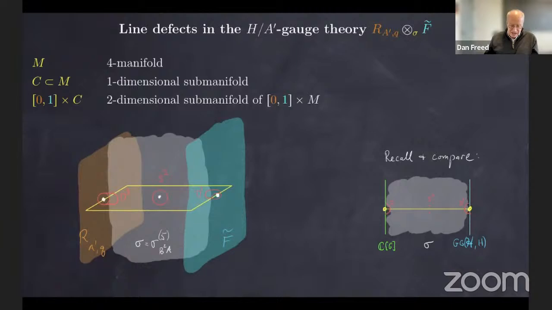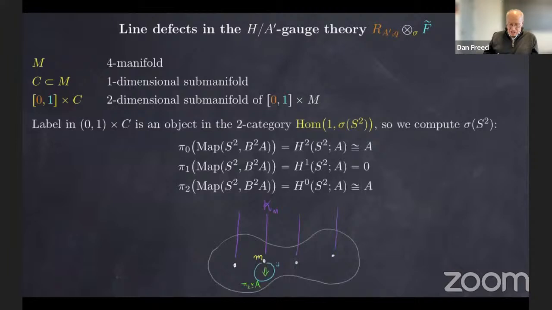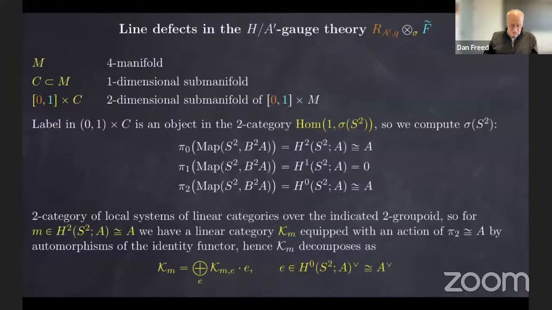So for the bulk label, the link is a two-sphere. We have to get an object in here. We do this kind of quantization. And what we see is that we have to get a linear category for each pair consisting of an element of A appearing like this and an element of A check appearing like this, the Pontryagin dual or the characters. And these are sometimes called discrete magnetic and electric charges. And so we get these linear categories, which are the abstract thing.